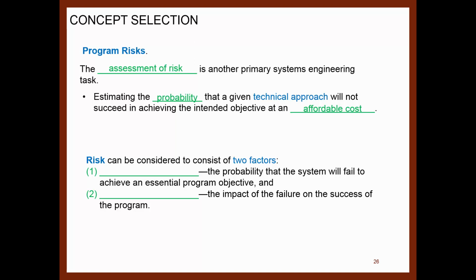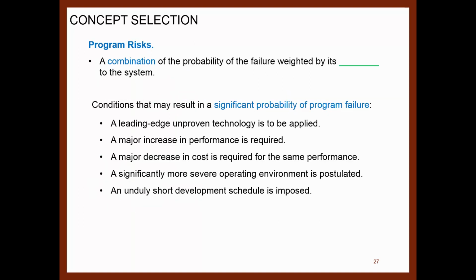The first one, the probability of failure. This is the probability that the system will fail to achieve an essential program objective. And second one, the criticality of failure, which is the impact of the failure on the success of the program. A combination of the probability of failure weighted by its criticality to the system. So that's what we want to do. We want to combine those two.